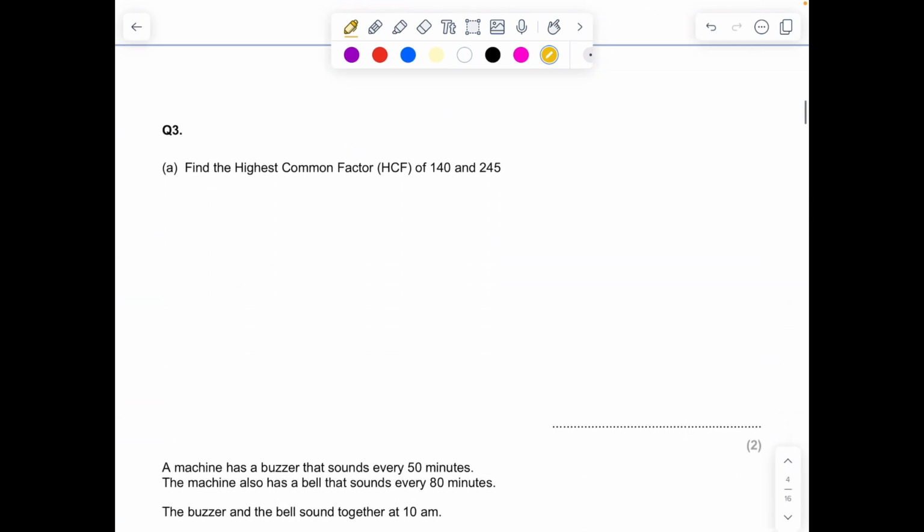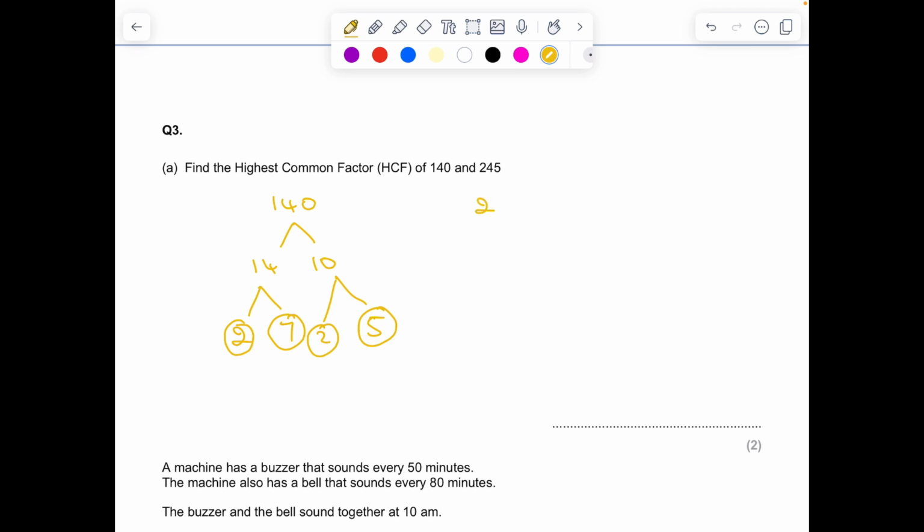Number 3, find the highest common factor of 140 and 245. There are 2 different ways to do this. I'm going to do it by doing the prime factor tree, so 140, and I split it into 14 times 10. And then here, 2 times 7, I circle the 2 and the 7 because they're both prime numbers. And then 2 times 5 is 10. I circle both because they are both prime numbers.